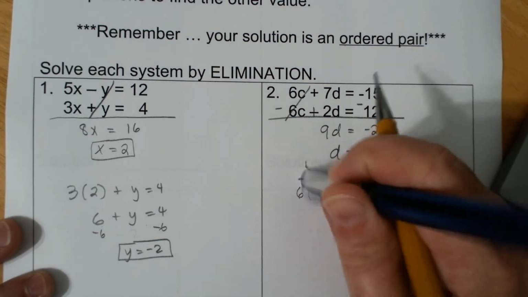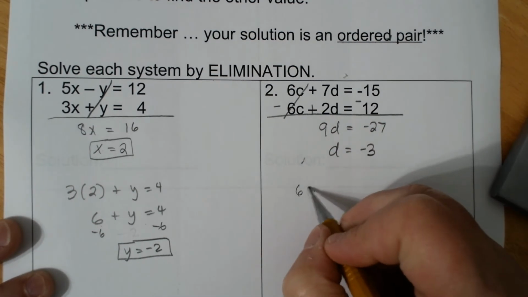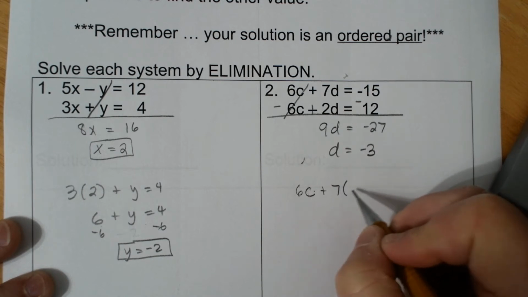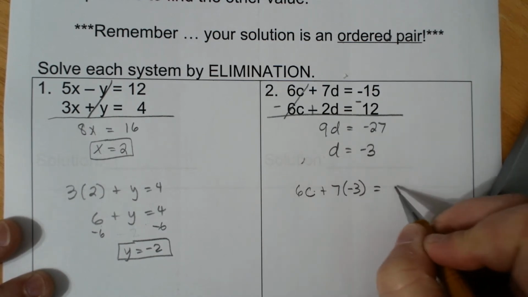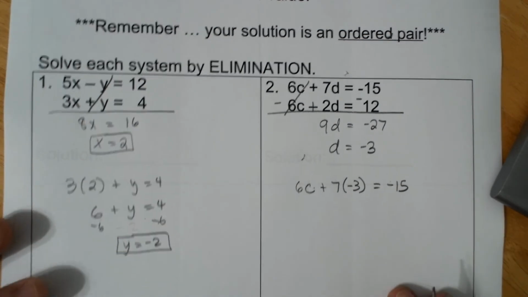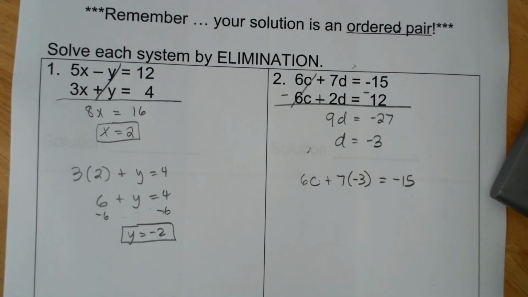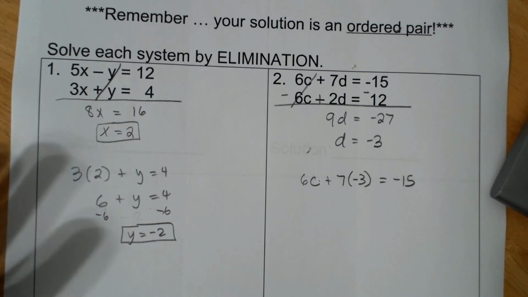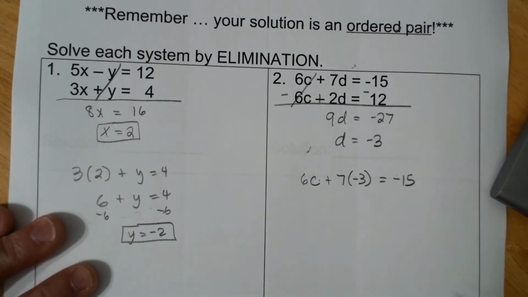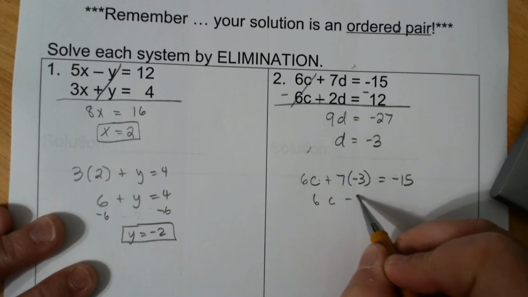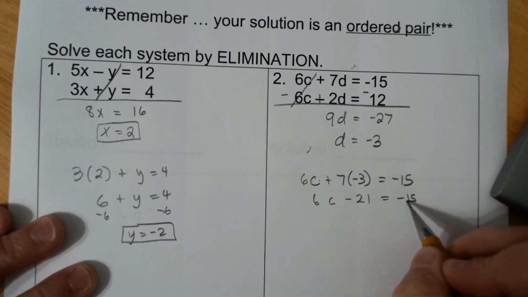6c plus 7 times negative 3 equals negative 15. When I was working in algebra, the best advice somebody gave me was never plug into something you created. Plug into something that you were given and hadn't messed with. In the case that if you plug it into something you created and have already made a mistake, your mistake will carry on. 6c minus 21 equals negative 15.